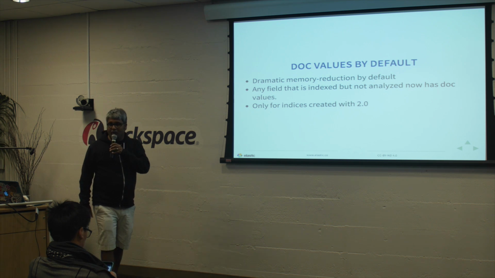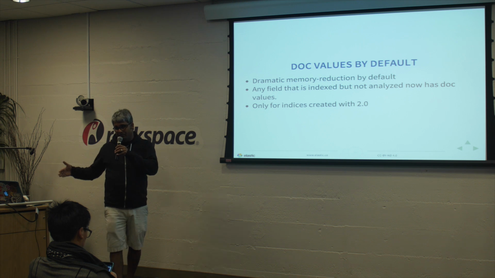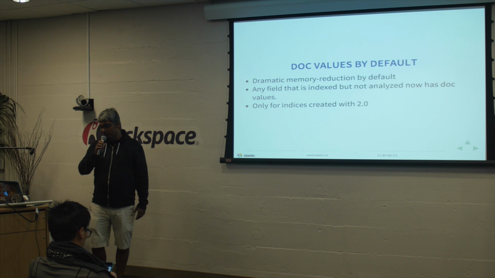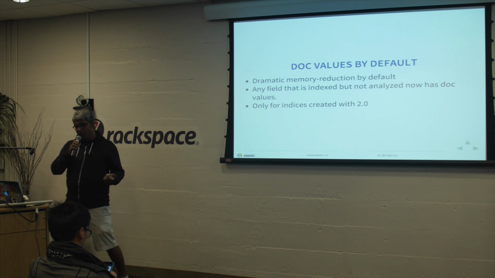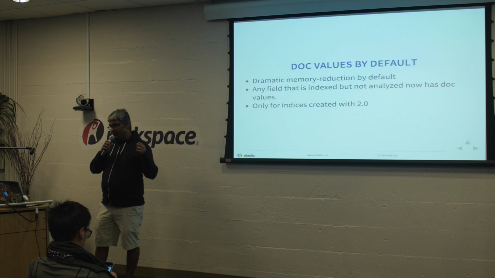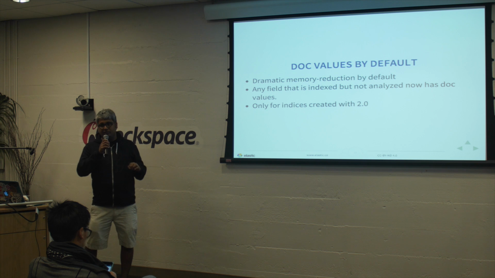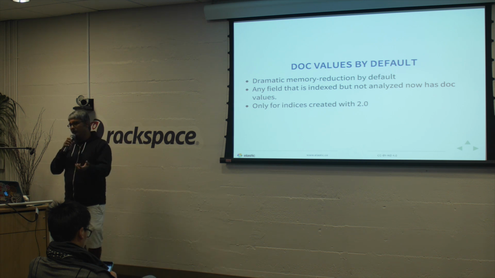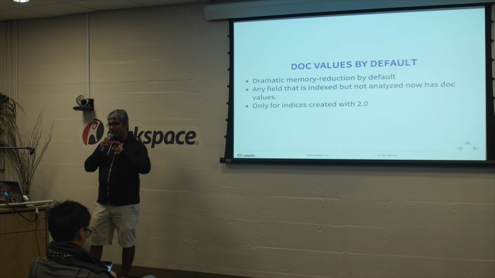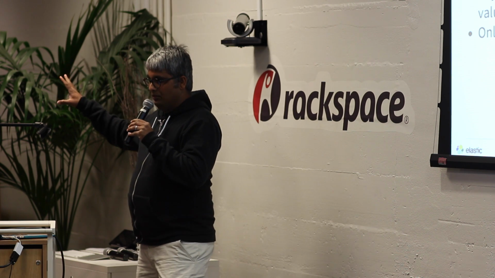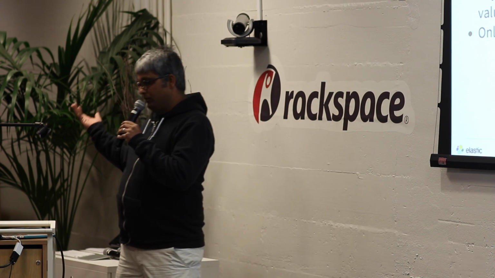So in 1.0, we had doc values and we had field data. Doc values has improved a lot since 1.0, so now it's become the default. When you create a new index, any field that is not analyzed will get doc values, and doc values are kind of like field data. It's like an uninverted inverted index, but they're stored on disk as opposed to field data, which stays in memory. Which means because of doc values, you free up a lot more memory for other things.